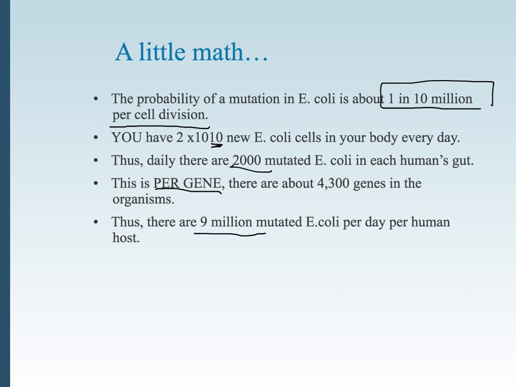So the sheer number of prokaryotes on the planet and just how quickly they go through cell division, even though the rate of mutation is very low, it's 1 in 10 million, the actual numbers are so huge that there's a huge amount of genetic variation that is introduced just simply through the process of binary fission. So all of these things together is how we end up with such incredible variation with regard to prokaryotes. So that's it for the prokaryote chapter.